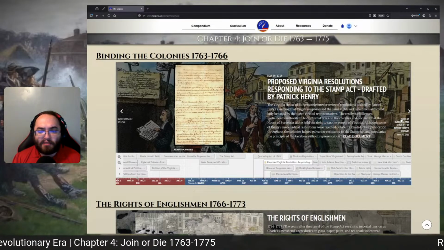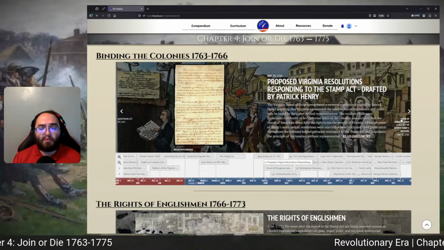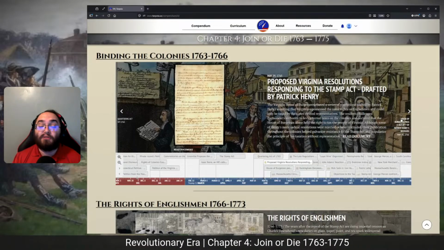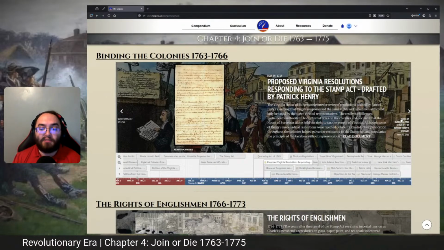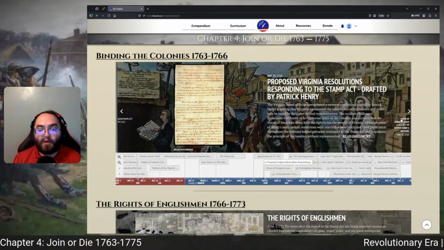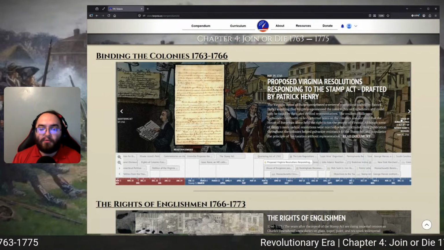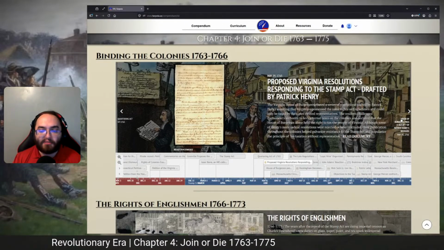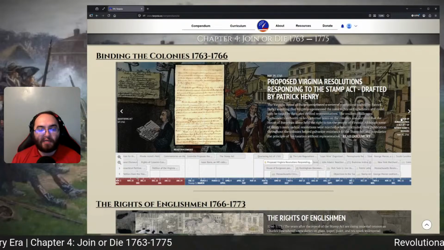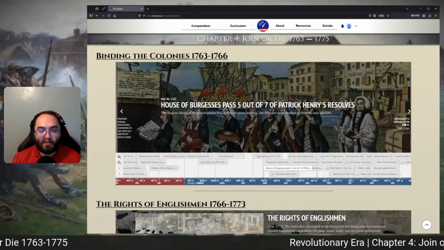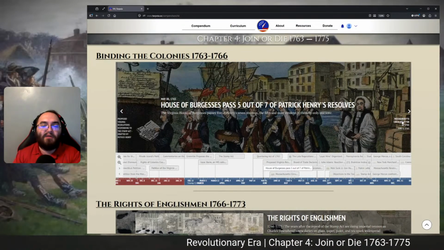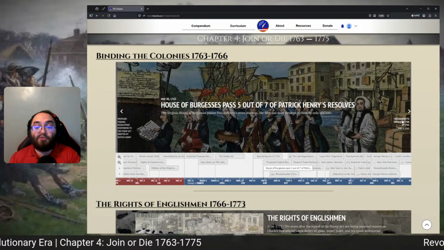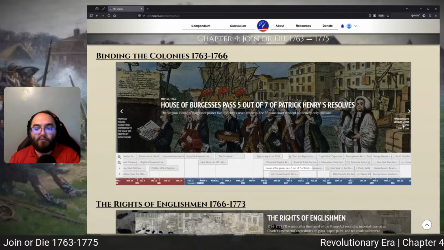And then these resolves challenged Parliament's authority to levy internal taxes on the colonies and declared that the House of Burgesses alone held the right to tax the people of Virginia, although some of Henry's more radical resolutions were rejected or later rescinded. Their publication throughout the colonies helped galvanize resistance to the Stamp Act and popularize the principle of no taxation without representation. Now, the House of Burgesses passed 5 out of the 7 of Patrick Henry's resolutions, the fifth and most strident of them by only 1 vote.